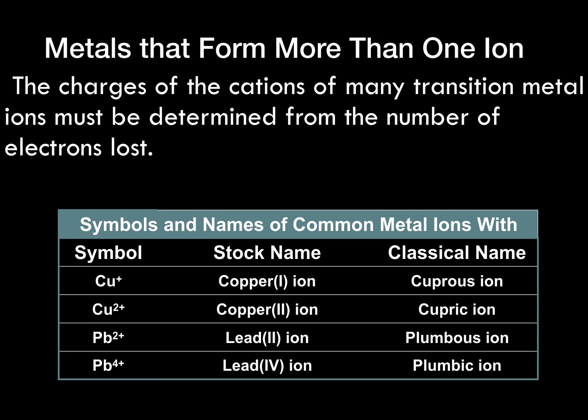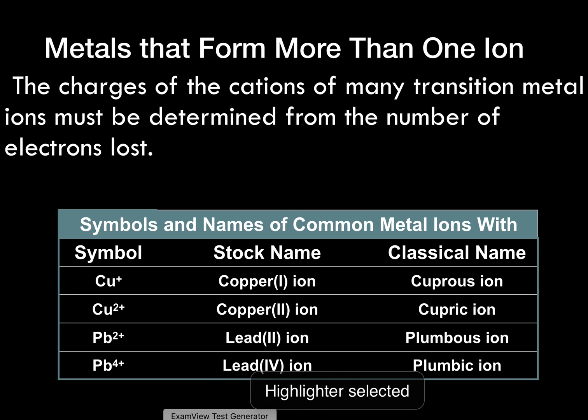So, metals that form more than one ion. On the polyatomic ion sheet that I gave you yesterday, I talked about some elements with charges in parentheses in Roman numerals. So that's what we're going to talk about now. The charges of the cations of many transition metals must be determined from the number of electrons lost. And all of those charges or oxidation numbers will be in parentheses. We're not going to really worry about the stock name too much here.